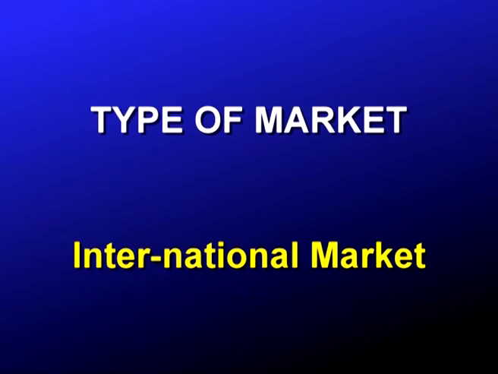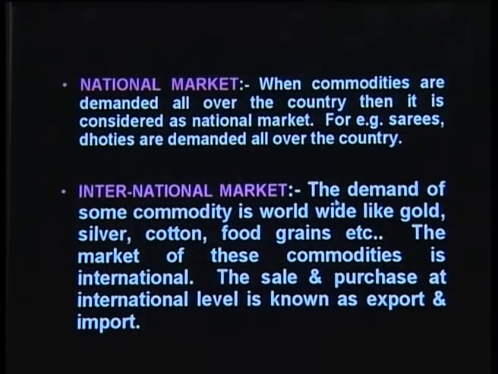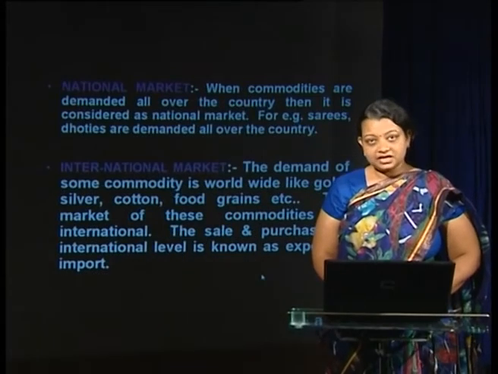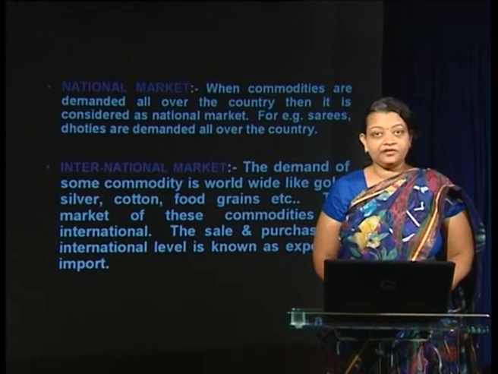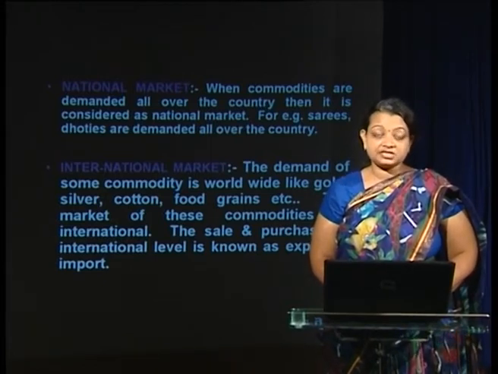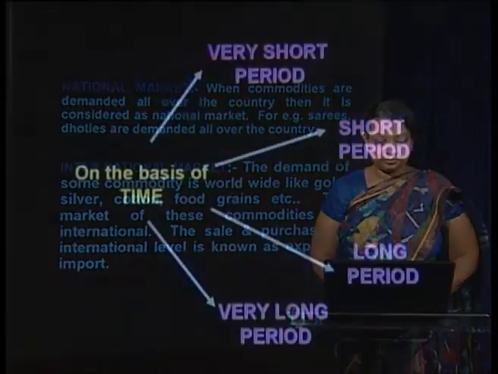On the other hand, the international market is the market where the demand for some commodity is worldwide, like gold, silver, cotton, food grains, etc., which are demanded all over the world. The market of these commodities is considered an international market. The sale and purchase at international level is also known as export and import. When we sell commodities to other countries, it is considered export, and when we purchase from other nations, it is considered import.